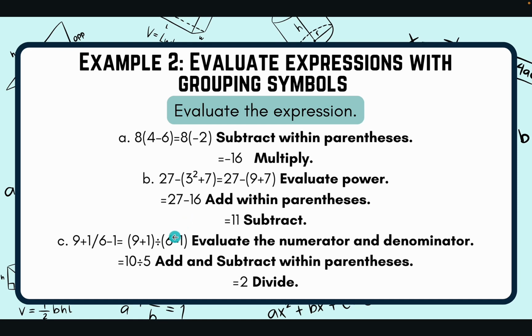C is an expression with a fraction bar. As I said before, a fraction bar can act as a grouping symbol. 9 plus 1 over 6 minus 1 could be changed to this expression. Then, if you add and subtract within parentheses, the expression becomes 10 divided by 5, which equals 2.